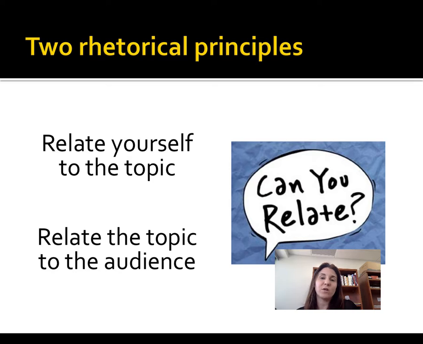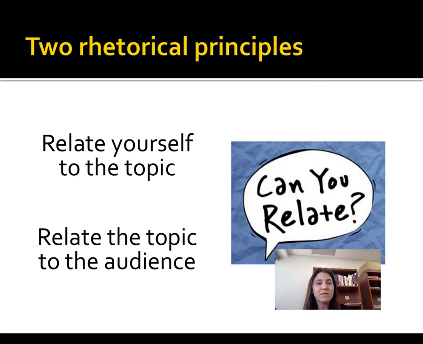There are two basic rhetorical principles that can help us to structure any presentation that we are giving, right? The first is that we want to make sure that we relate ourselves to the topic. If we get up in front of a room of people and we give a presentation, we want those people to know that that topic is something that's important to us. It's something that we know a lot about. We have some credibility in standing there and talking about the topic. So we want to make sure that we let the audience know how the topic is connected to us in a serious, pertinent, or personal way, right?